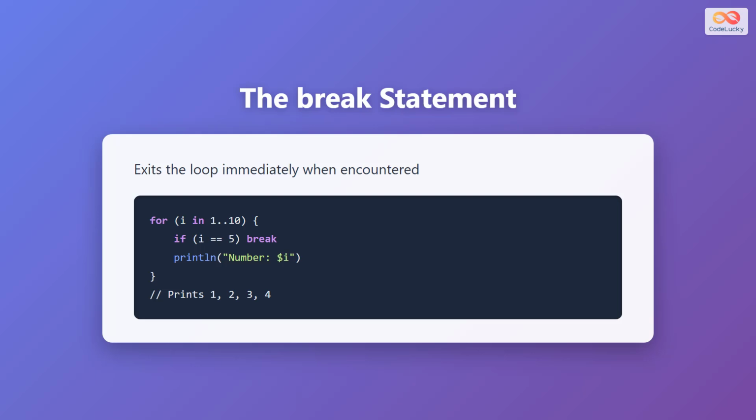The break statement exits the loop immediately when it's encountered. Let's look at an example. Here, we have a for loop that iterates from 1 to 10. When the value of i equals 5, the break statement is executed and the loop stops entirely. As a result, only the numbers 1, 2, 3, and 4 are printed. Everything after the break statement is skipped and the loop terminates.